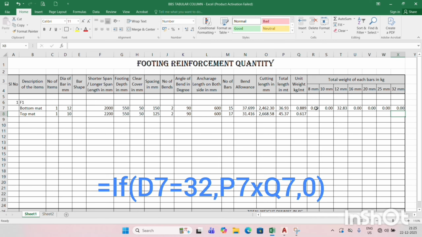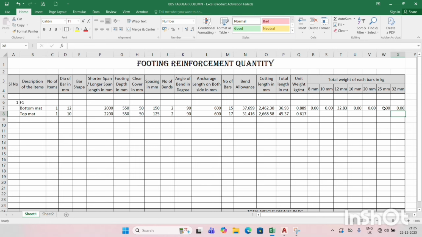So you see, all the formulas are fitted over this line. If you want the same formula in the next lines, just select all this line and press Ctrl D, and all the formulas will come down. You see, in this cell the value came to the 10 mm dia. Why? Because here the dia of bar is 10 mm. If it is 8 mm, it will come to the 8 mm cell. If it is 16 mm, it will go to the 16 mm cell. Similarly, if it is 32 mm, it will go to 32 mm. So this is the logic we are using in Excel to speed up the calculation.